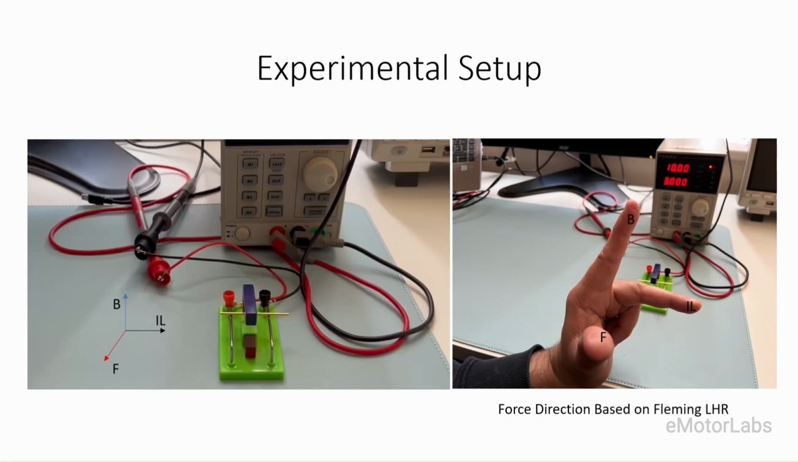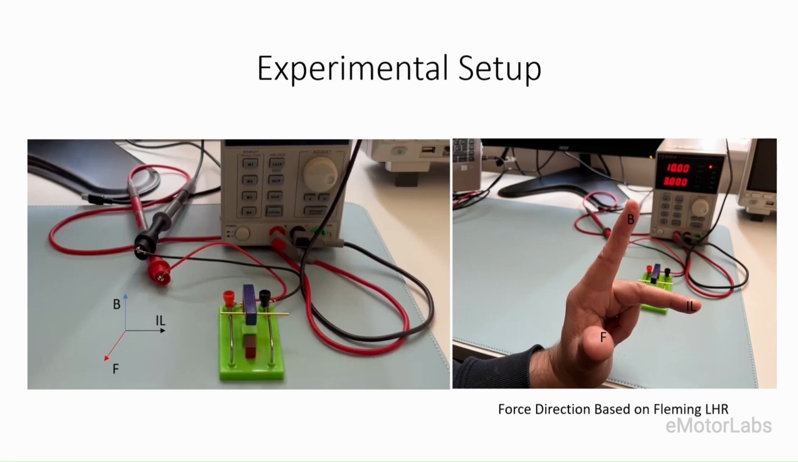According to this rule, the first finger points in the direction of the magnetic field from north to south. The second finger points in the direction of current flow from the red to the black terminal. And the thumb points in the direction of the force on the conductor.